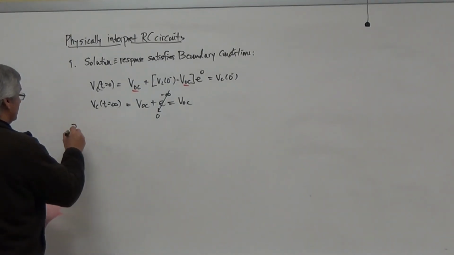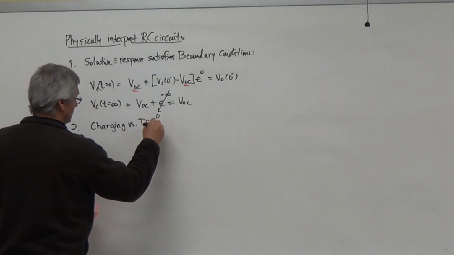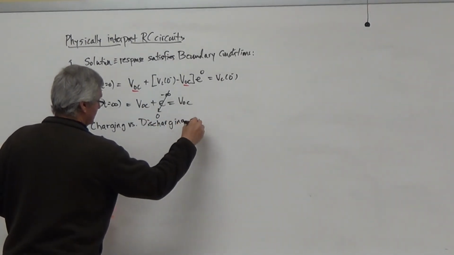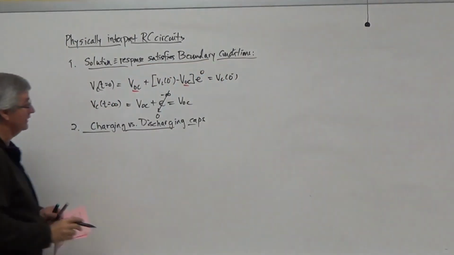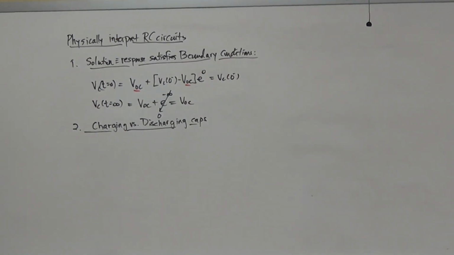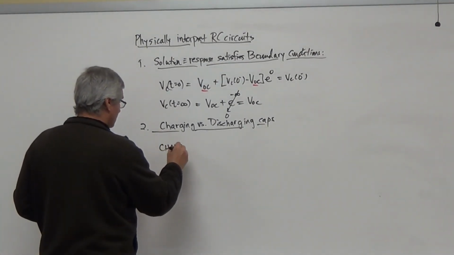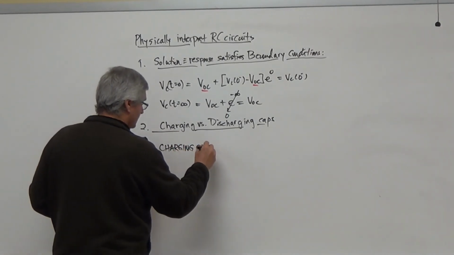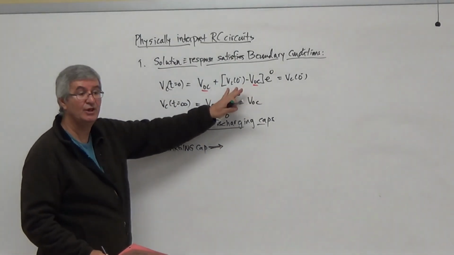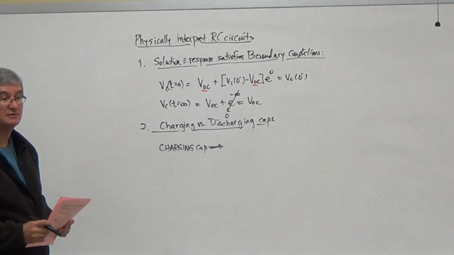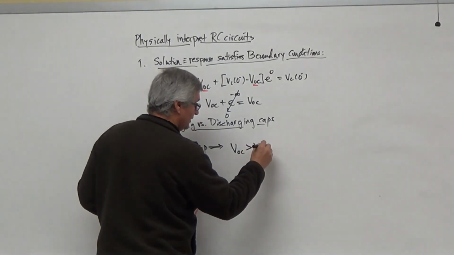Now the other thing that we want to talk about is charging versus discharging caps. Maybe I should be doing this just so that we get that nice and clean. So the first thing that we want to look at here, if I'm talking about a charging cap, this implies, now let's look at the solution, look at it right here, that VOC has to be larger than VC of 0 minus. So charging means that VOC is larger than VC of 0 minus.